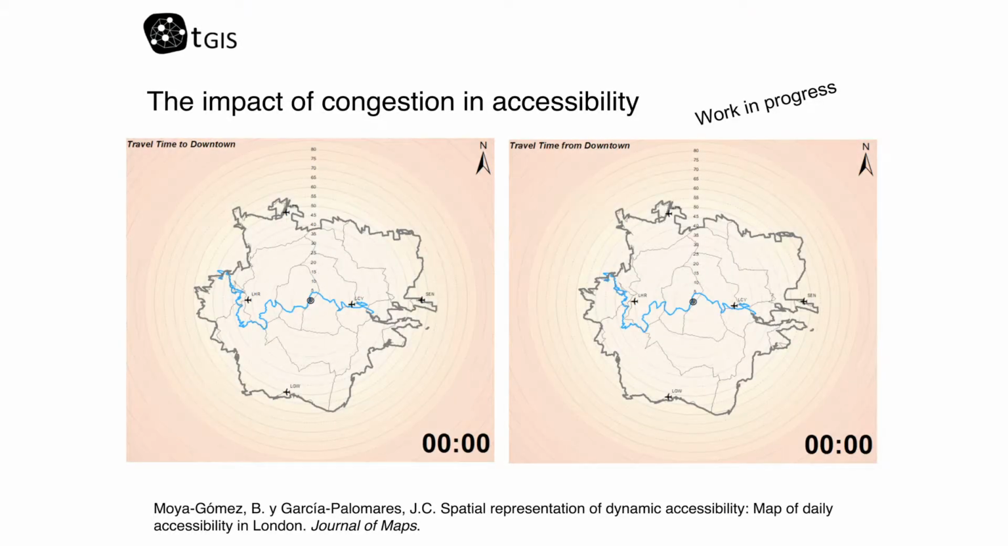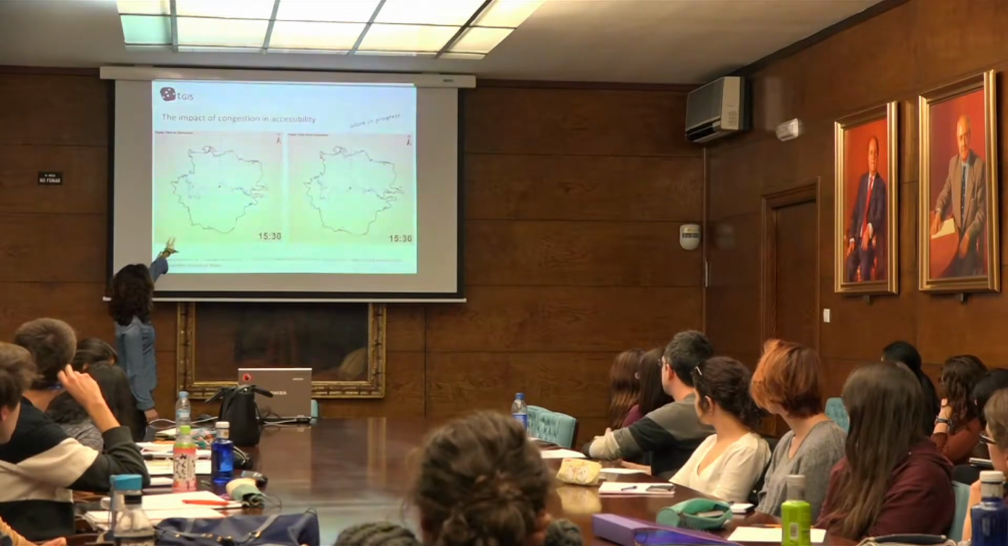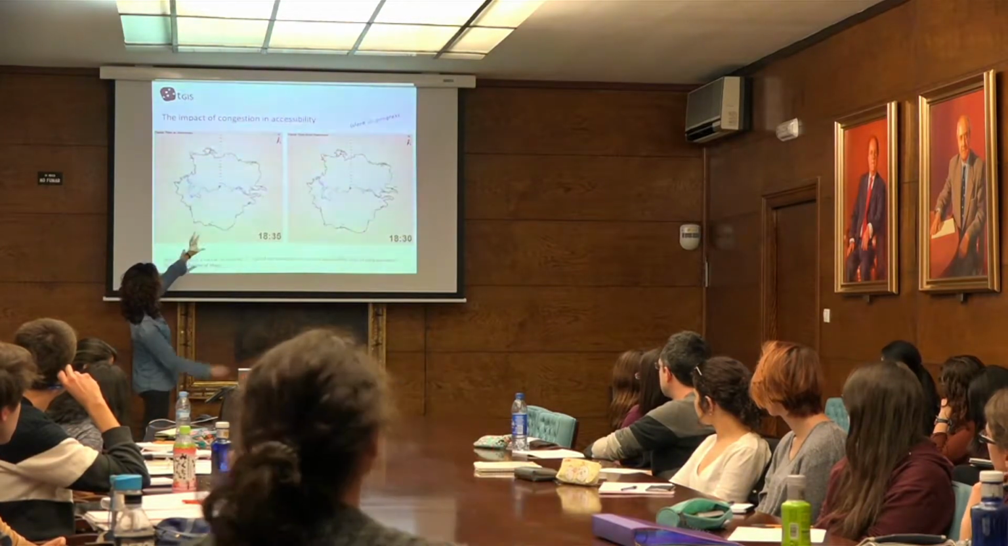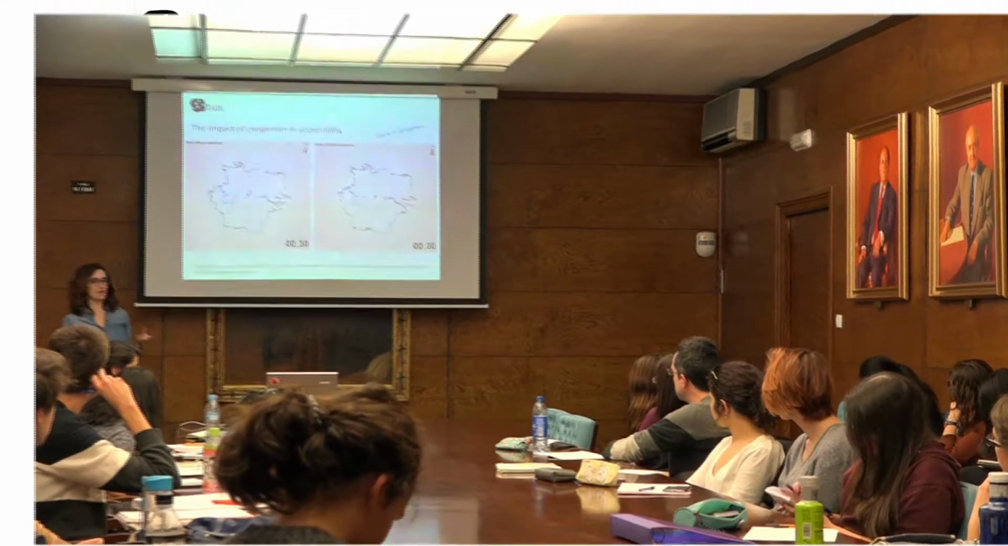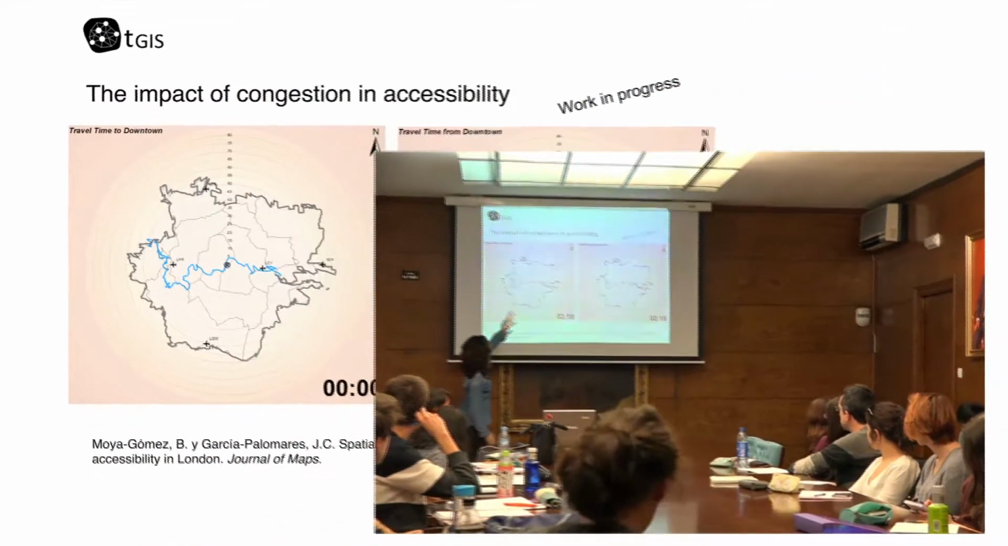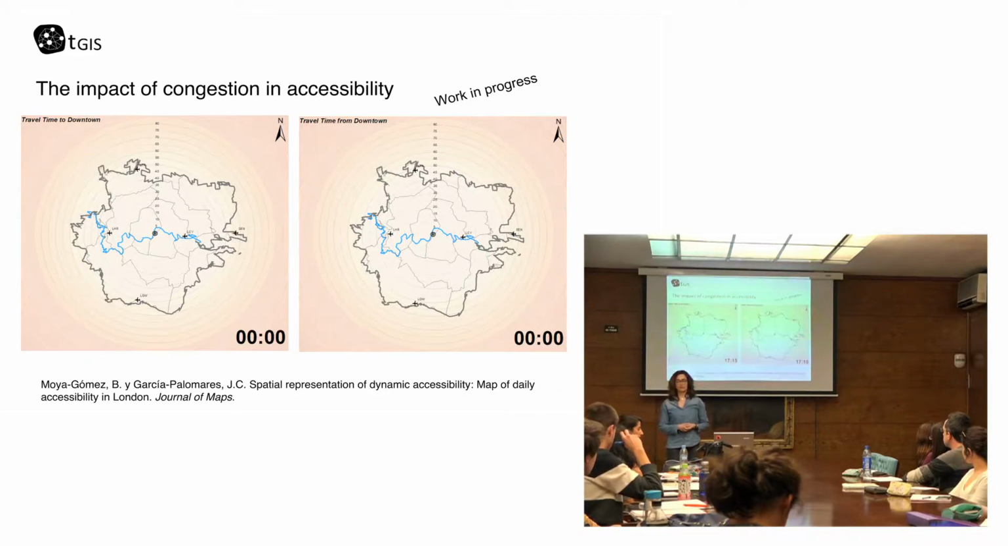This is an example of the impact of congestion in London. Here you have, in the vertical axis, travel times, and you see how travel times get bigger when congestion is higher. So, for example, now it's less travel time, but starting the rush hour around 6 o'clock, the travel times expand, which means it takes longer to reach the city center because there is congestion.